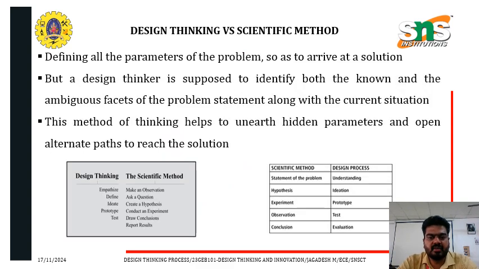So, design thinking versus the scientific method. The scientific method defines all the parameters of the problem so as to arrive at a solution. But a design thinker is supposed to identify both the known and the ambiguous facts of the problem statement along with the current situation. This method of thinking helps to unearth hidden parameters and open alternate paths to reach solutions.